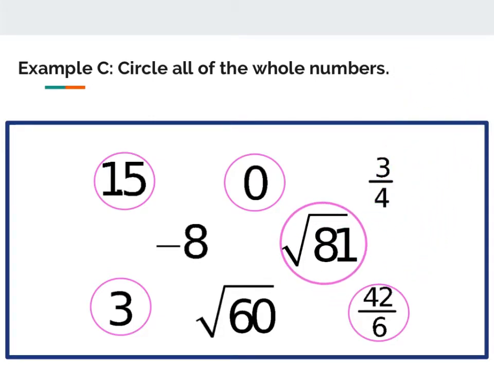So I've circled now all of the numbers that are whole numbers. So if I see a question like this, I got to make sure that I get all of the numbers. If I don't get all of the numbers, I won't get full credit. So let's go ahead and practice that now on your own.